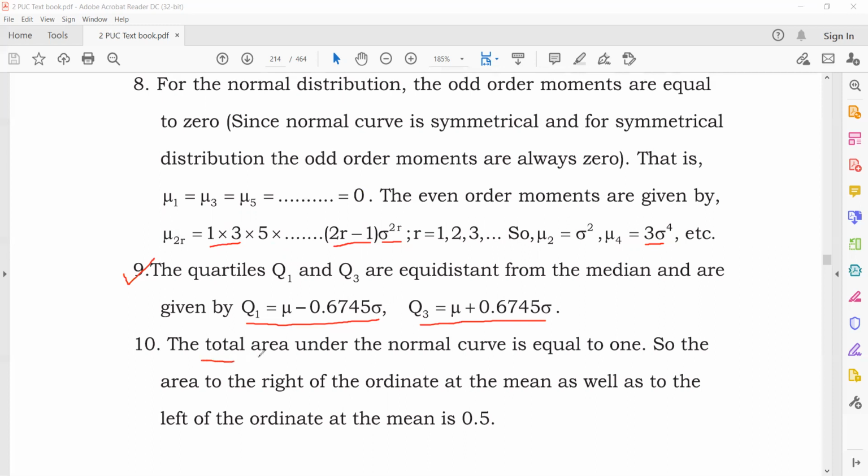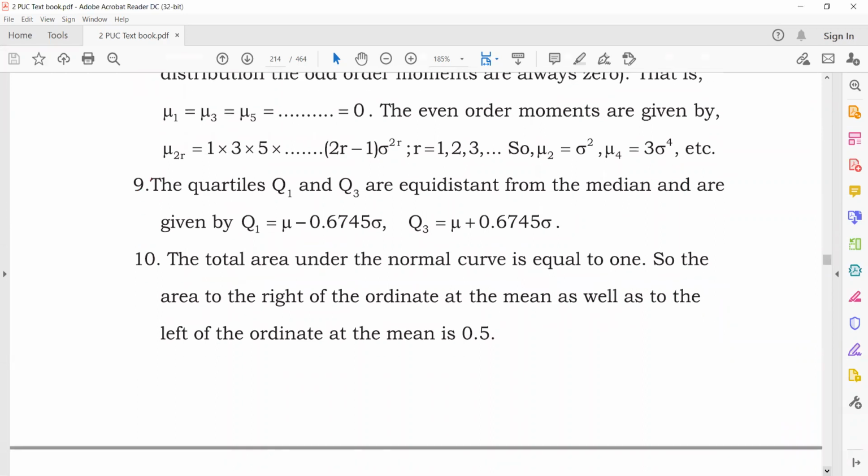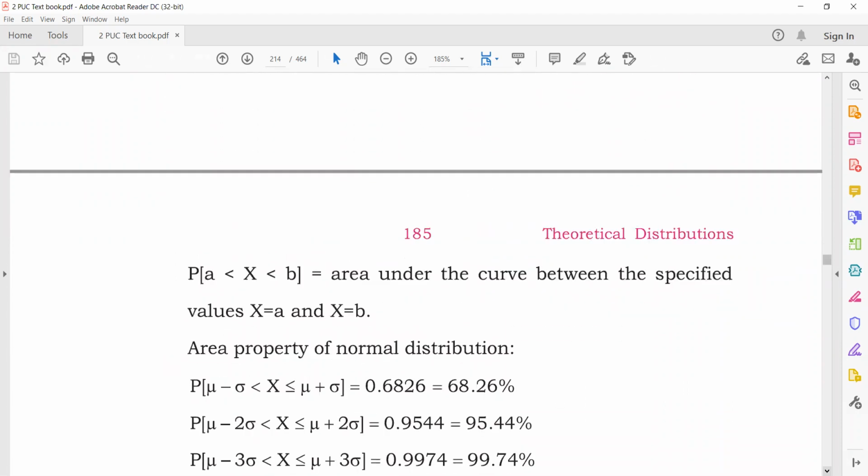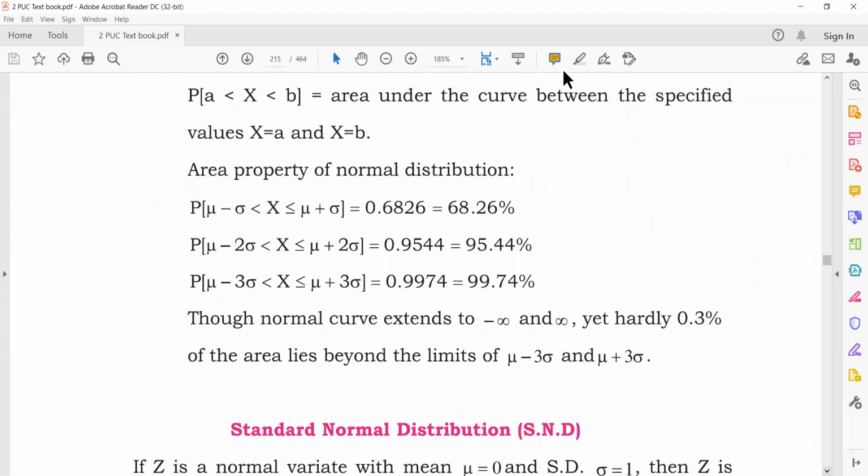Another important property is that the area under the normal curve serves as probability. The total area under the normal curve is equal to 1. Therefore, any area above 0, or above the mean, and any area below 0, or below the mean, is always equal to 0.5. Now, what are the properties? The very first property we observed in the curve is that 68% of data lies within 1 sigma width, 95% within 2 sigma width, and 99% within 3 sigma width.